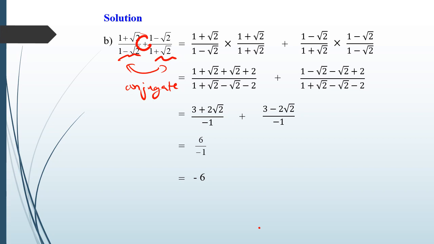Which one is easier? I thought the first one is easier. Okay, because why? Because they are conjugate with each other. If not conjugate with each other, then it will be longer. So you have to do the second time multiplication of the conjugate. Okay, so it depends on the type of the denominator.